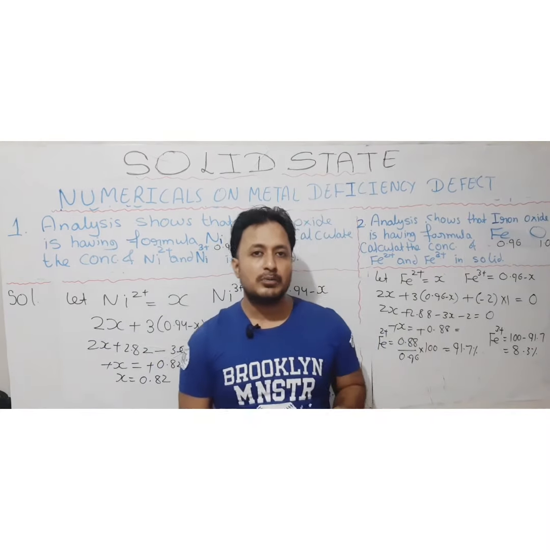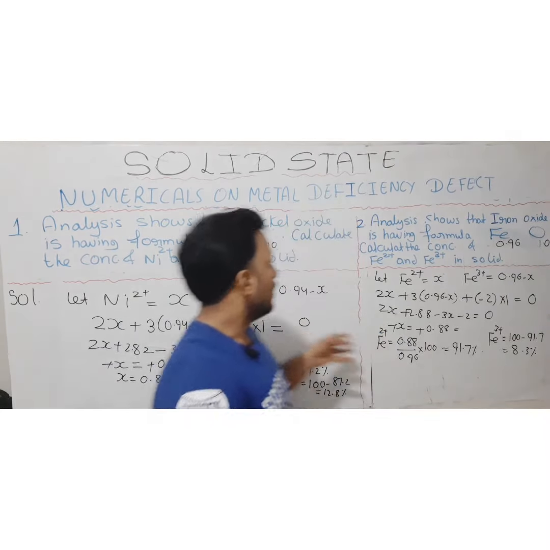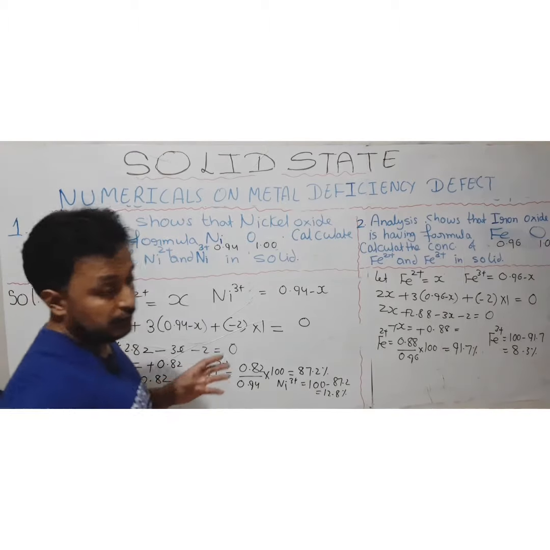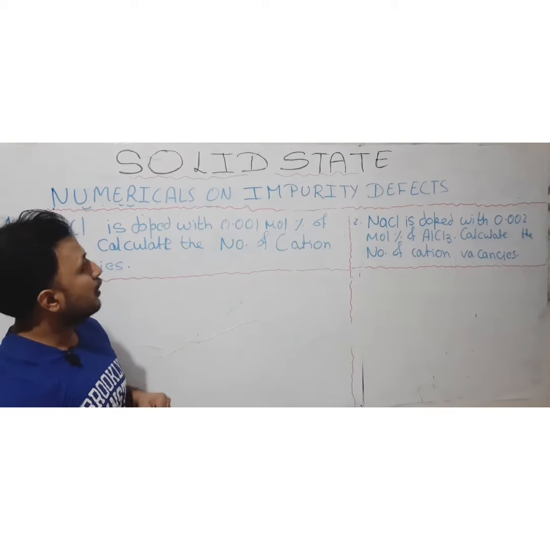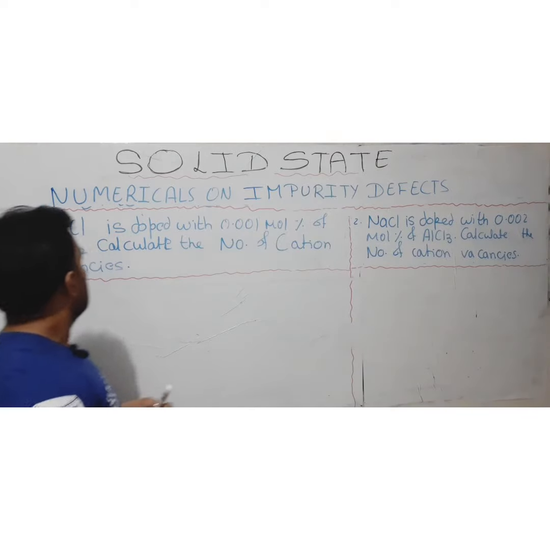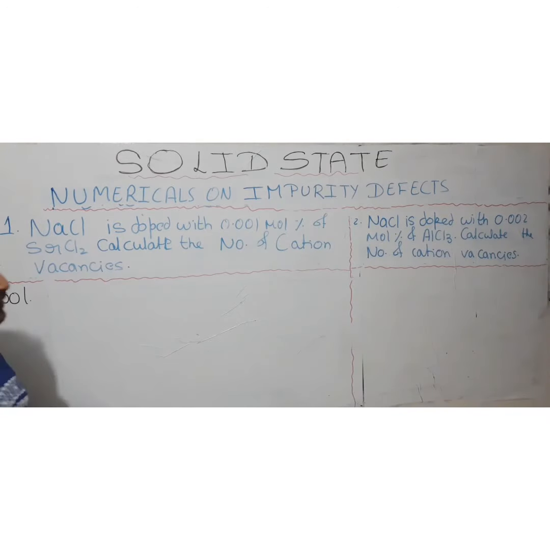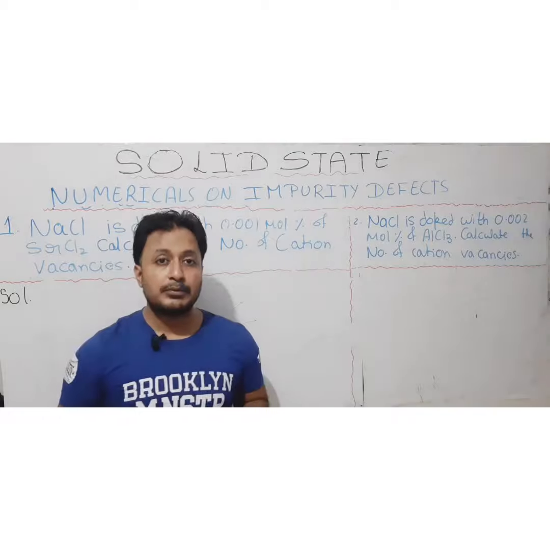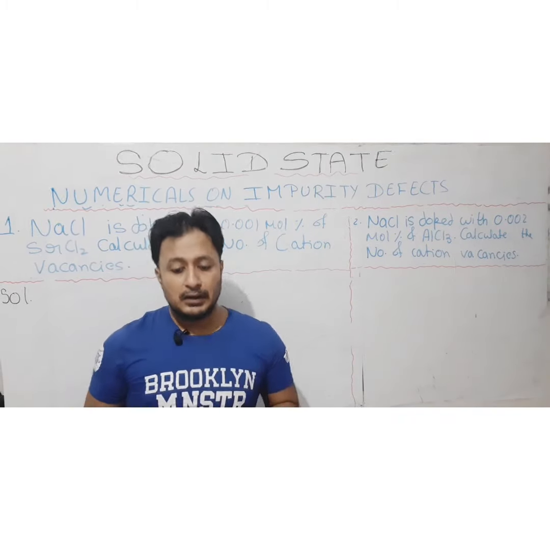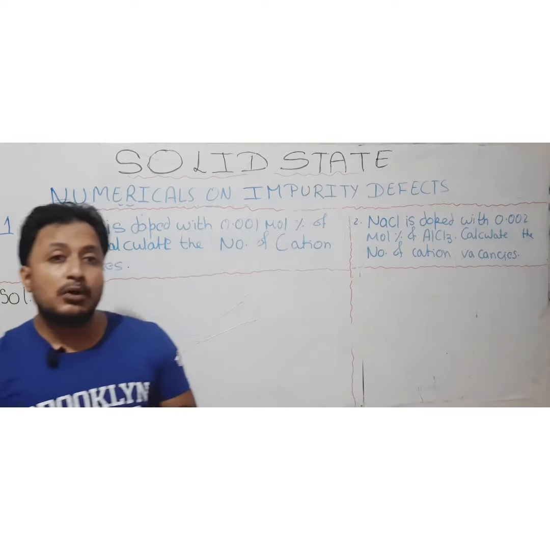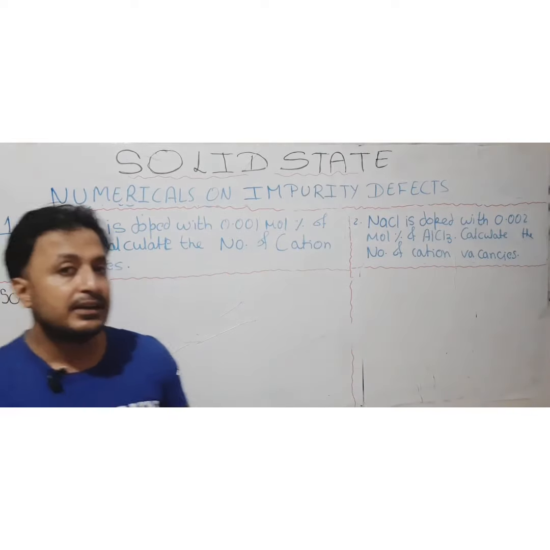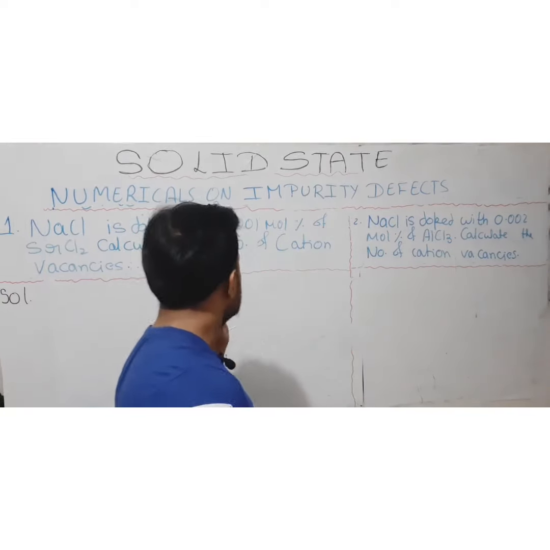Now we are going to do the numericals based on the impurity defects. Impurity defect means that a certain type of solid is doped with another ion or another compound. Due to the introduction of that compound, some vacancies may be created in the solid. So that was impurity defect.